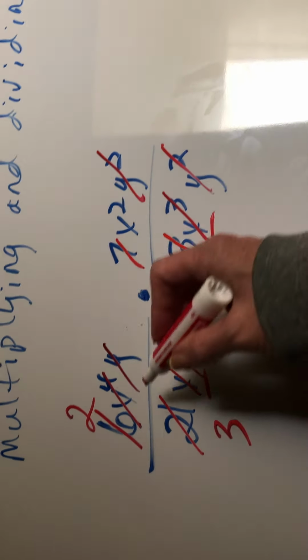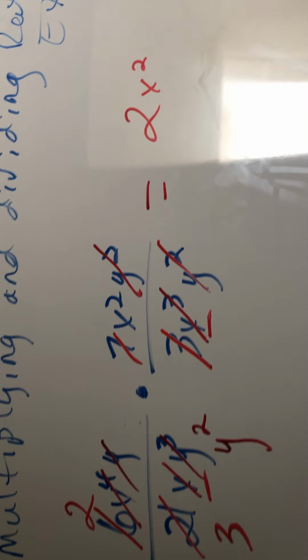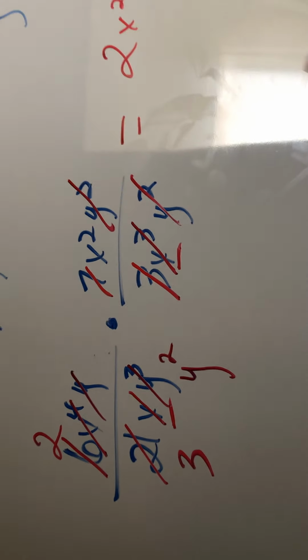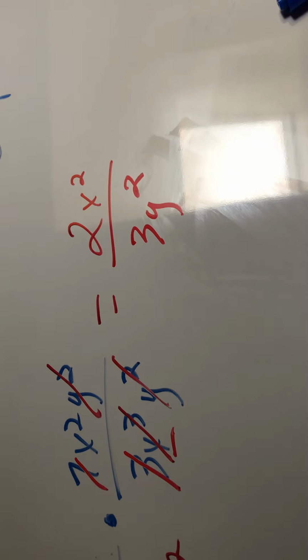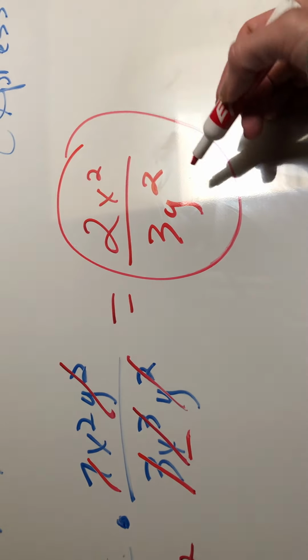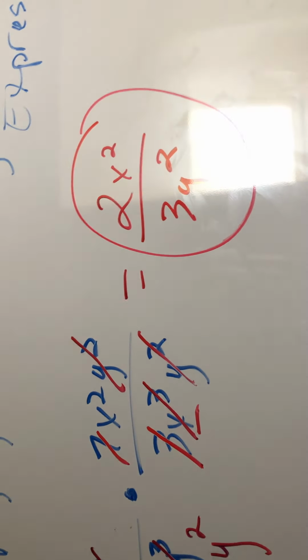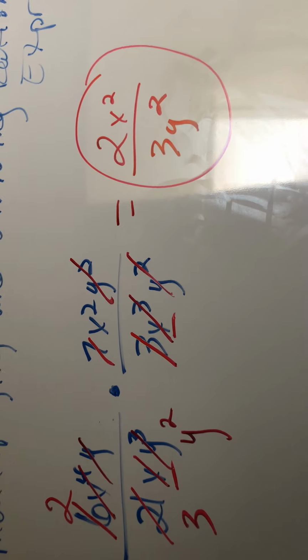So looking on the top, the only thing I have left is a 2 and an x squared. Then on the bottom, I just have a 3 and a y squared. And I can't cancel anything else because I don't have any like variables left, and I don't have anything that I can take out of the 2 and the 3. So that's an example of what happens on that.